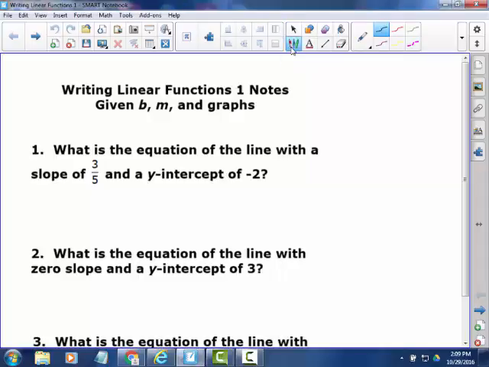Today we're going to learn about writing linear functions. And we've already done a little bit of this, but we're going to put some formal notes to it, talk some vocabulary, and just process once more what we're expected to do.